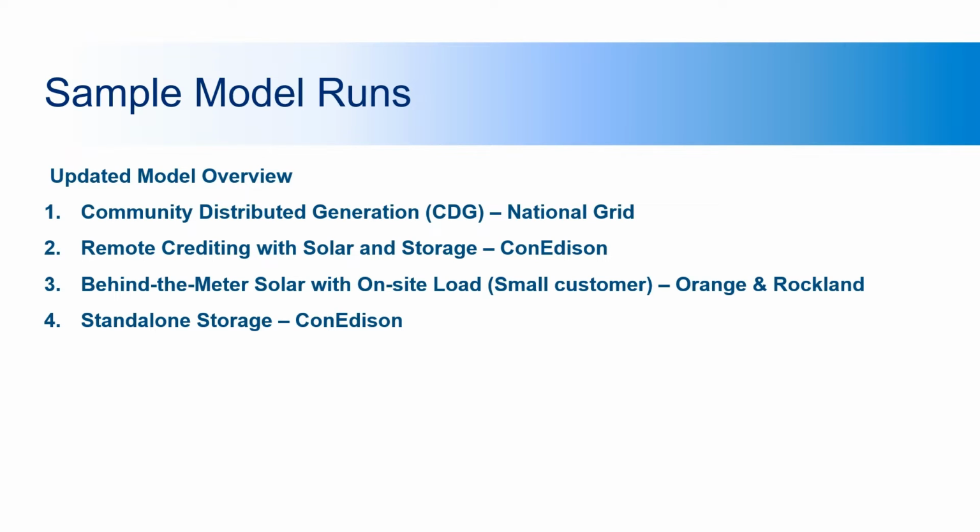We will now walk through actually using the calculator and look at 4 different example projects. This section will show how a user can select inputs for each project type and where to view the relevant results. We'll try to cover a broad range of scenarios, including community distributed generation, remote crediting with solar plus storage, behind-the-meter solar with on-site load, and the new addition of standalone storage.